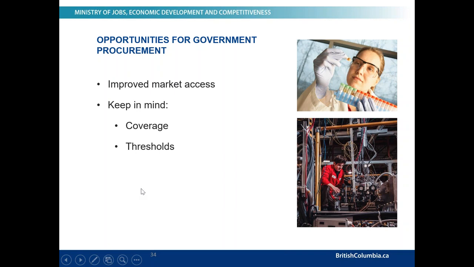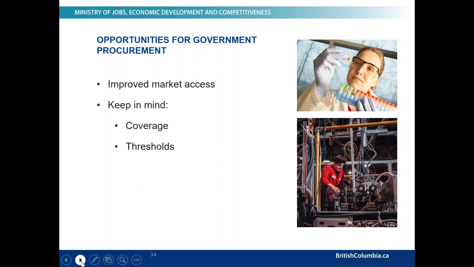However, there are two things to keep in mind: coverage. The free trade agreements specify which departments, agencies, and levels of government that run procurement are covered by the FTAs, in order to be captured in the specific trade agreements. And as I've mentioned before, there are also thresholds and coverage here in Canada.